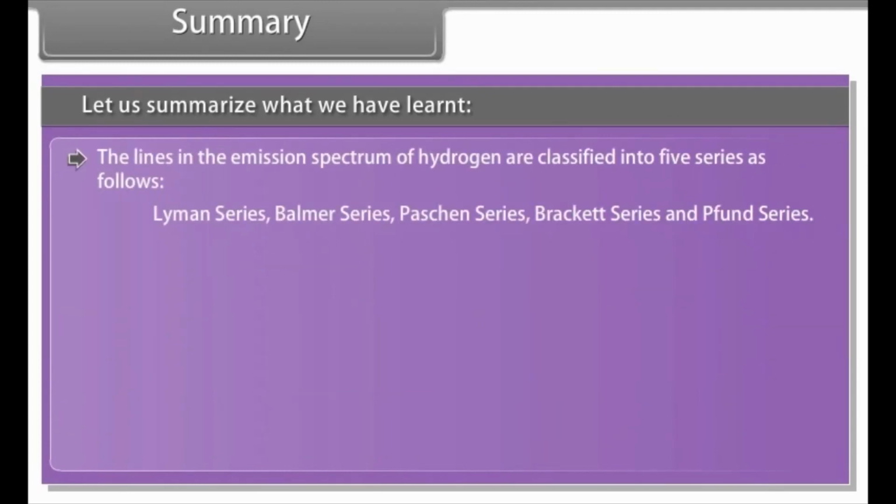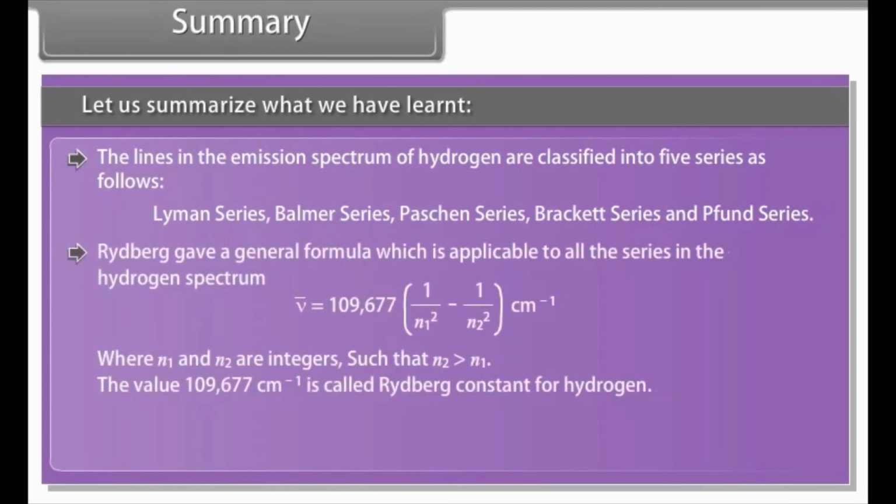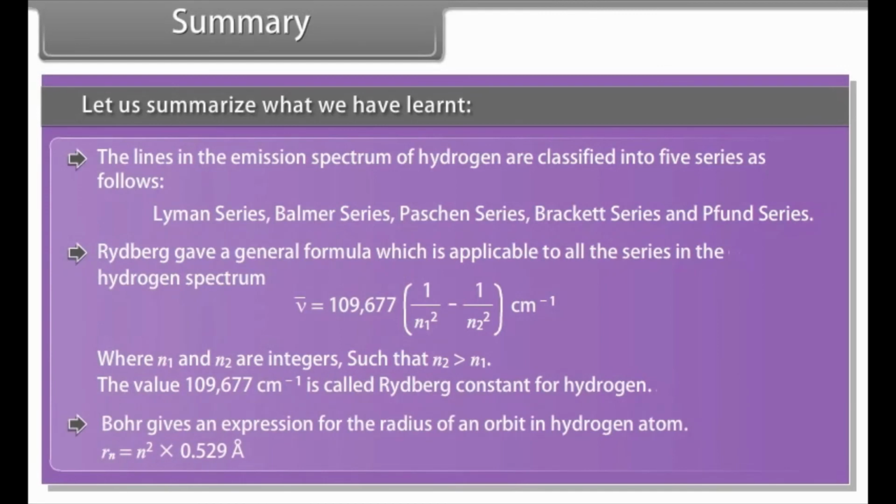The lines in the emission spectrum of hydrogen are classified into 5 series as follows: Lyman series, Balmer series, Paschen series, Brackett series and Pfund series. Rydberg gave a general formula which is applicable to all the series in the hydrogen spectrum. The value 109677 per centimeter is called Rydberg constant for hydrogen. Bohr gives an expression for the radius of an orbit in hydrogen atom. Rn is equal to n square into 0.529 angstrom.